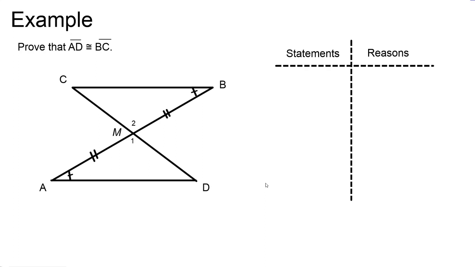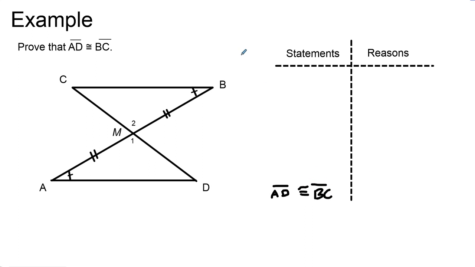So here's an example. Prove that AD is congruent to BC. Alright, so my end goal is to prove that, okay? I start every proof by writing out what it is I am being asked to prove. So AD is congruent to BC.